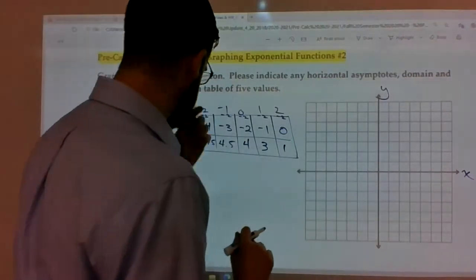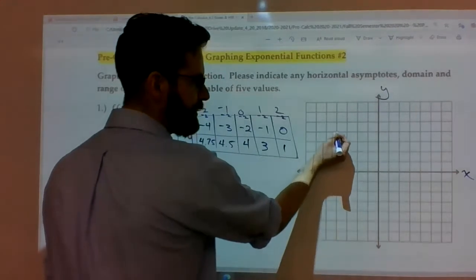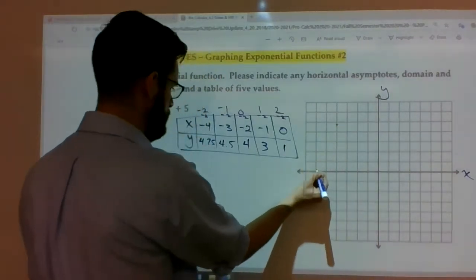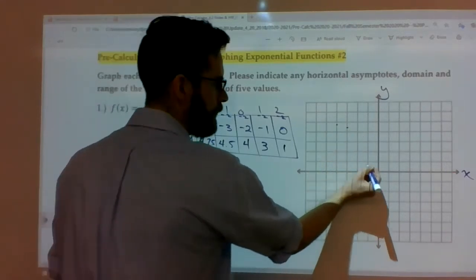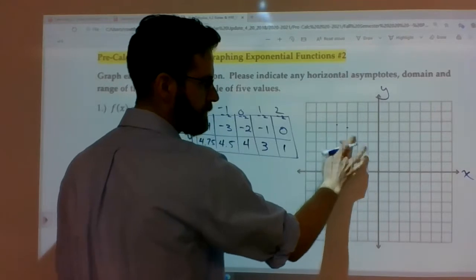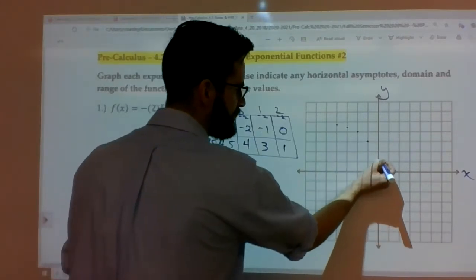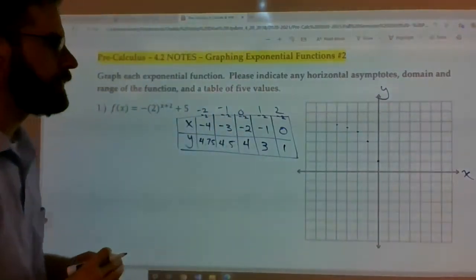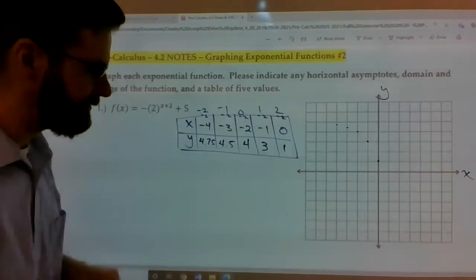So plotting our points, left 1, 2, 3, 4, up 1, 2, 3, 4.75. Left 3, up 1, 2, 3, 4.5. Left 2, up 4. Left 1, up 3. Oh, we have a horizontal asymptote at the plus 5 here.